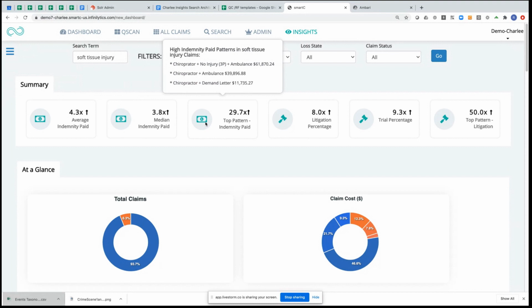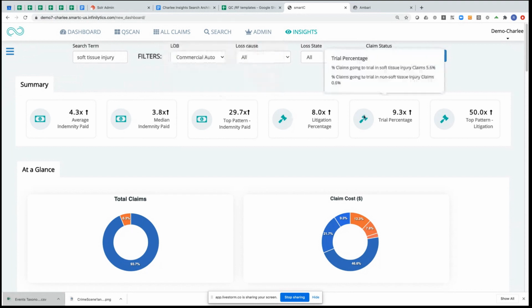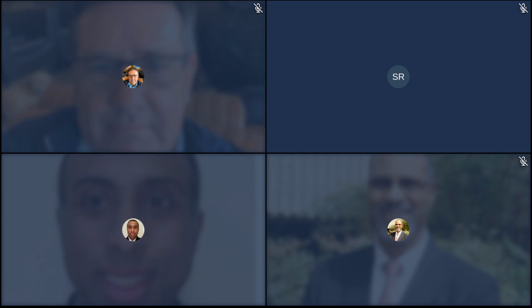Similar to cost drivers, we also bring out litigation drivers. For example, you can see that your soft tissue injury claims within commercial auto have a 9 times higher chance of going into trial than the non-soft tissue injury claims. So this is an immediate dashboard that you can get back as soon as you run the search.